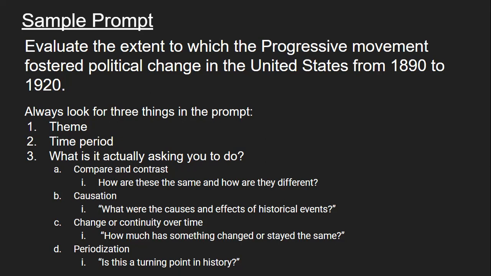So for example, on this, to what extent did the progressive movement foster political change in the United States from 1890 to 1920? Maybe some of the documents relate to political change on a local level, maybe like political change in cities. Maybe some apply to political change at the state level, and maybe some apply to political change at the federal level. So now you can start to say, okay, I have a group of documents about local government, a group about state government, a group about federal government.